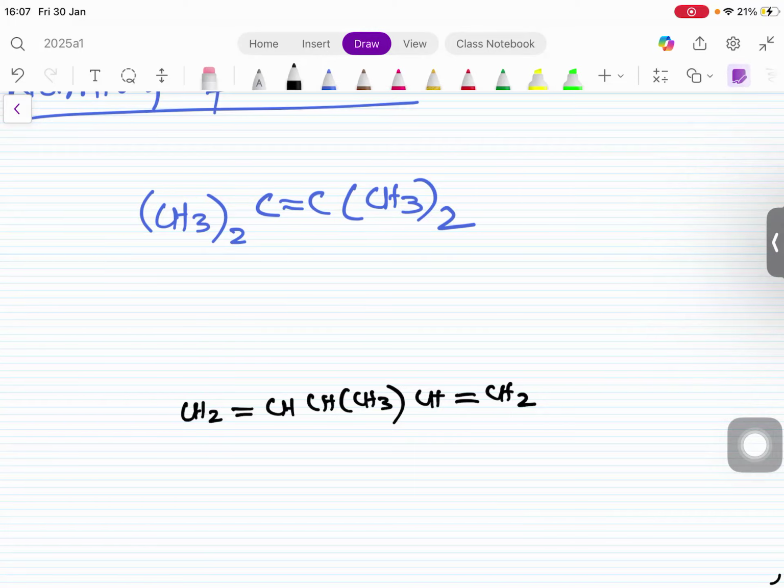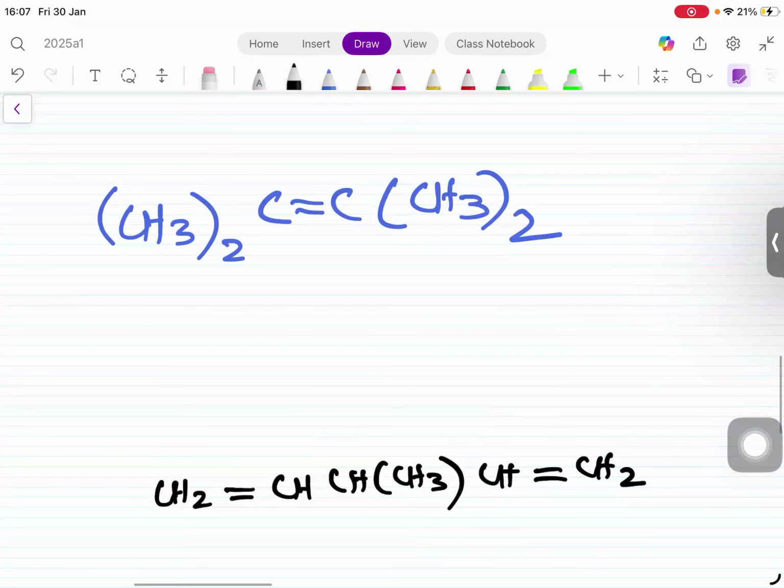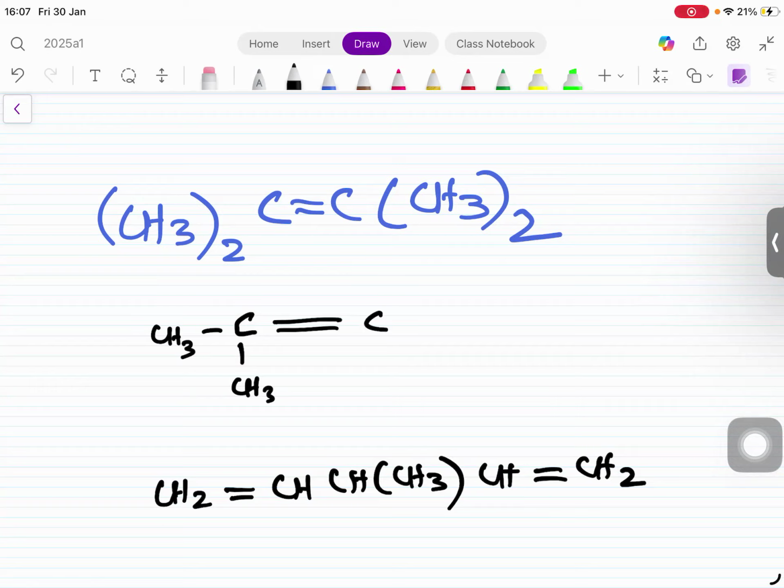So is it 2,3? Yes. Is it 2,3-methylbutene? Look at this. If I elaborate it, there is a carbon attached with 2 CH3s. One on this side, one on this side. And it is also having a double bond with 2 CH3. One on this side and one on this side.